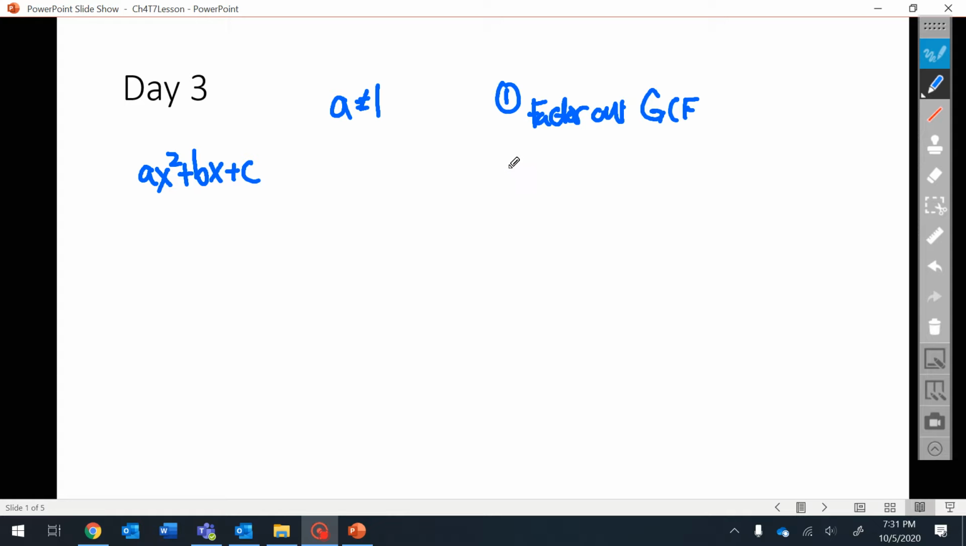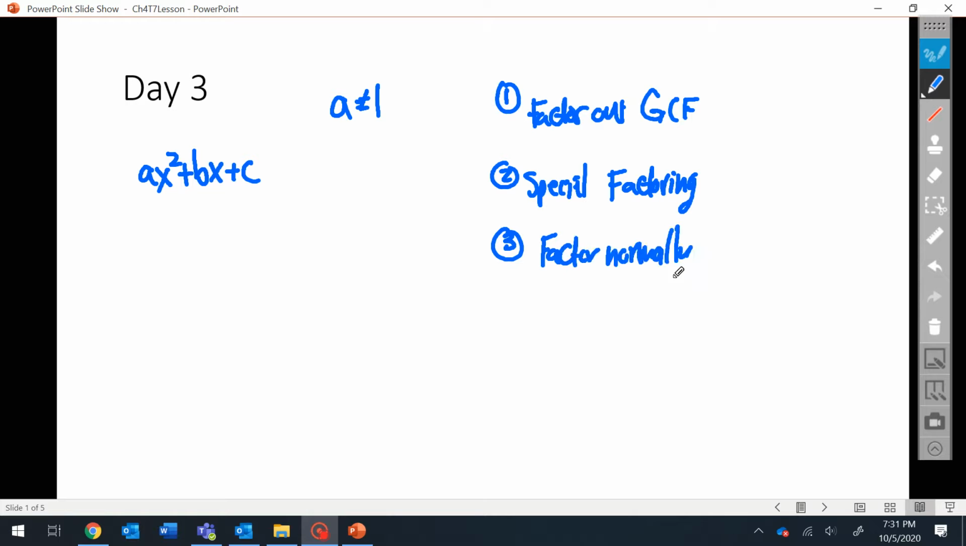You would still look for special factoring, but there's not going to be any special factoring here because the only special factoring that we've learned works on binomials. And then we are going to factor normally, and factoring normally is going to be a little bit different when a is not equal to 1.